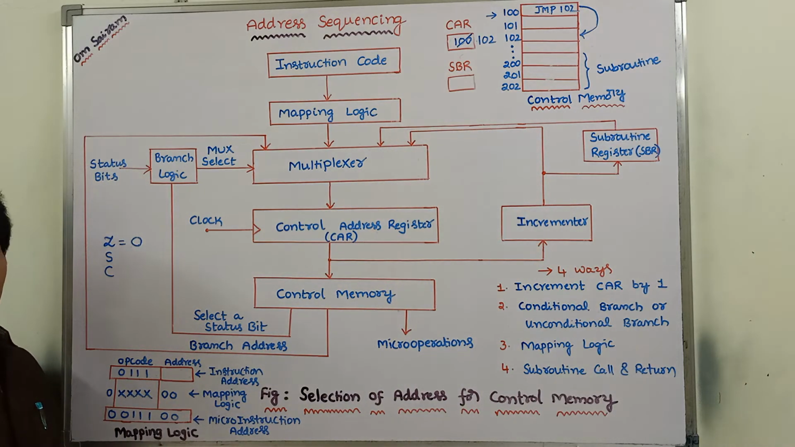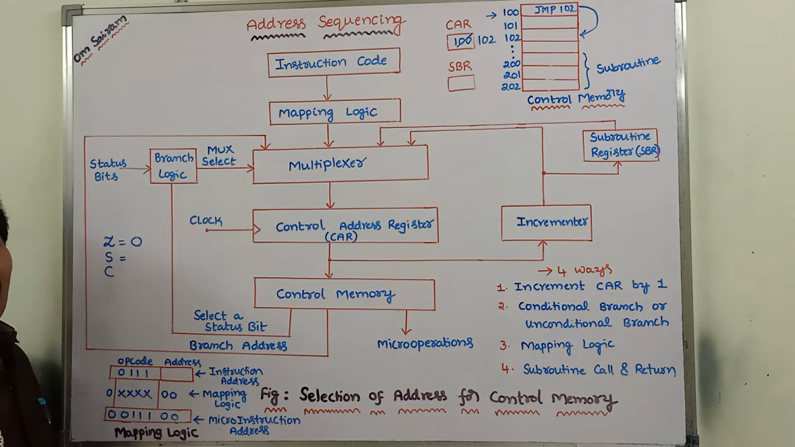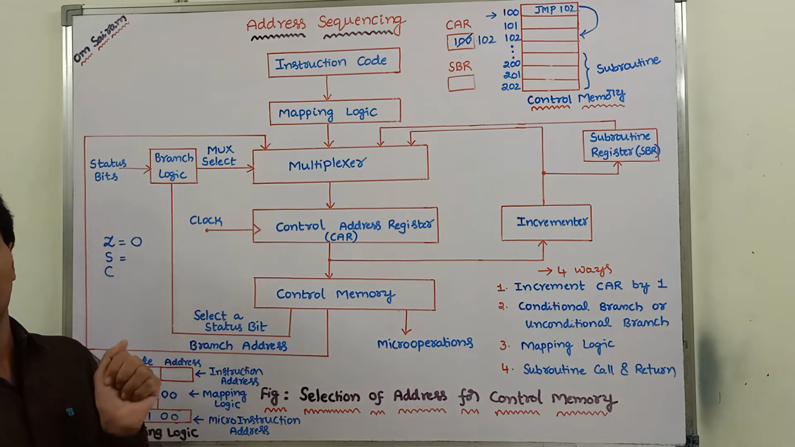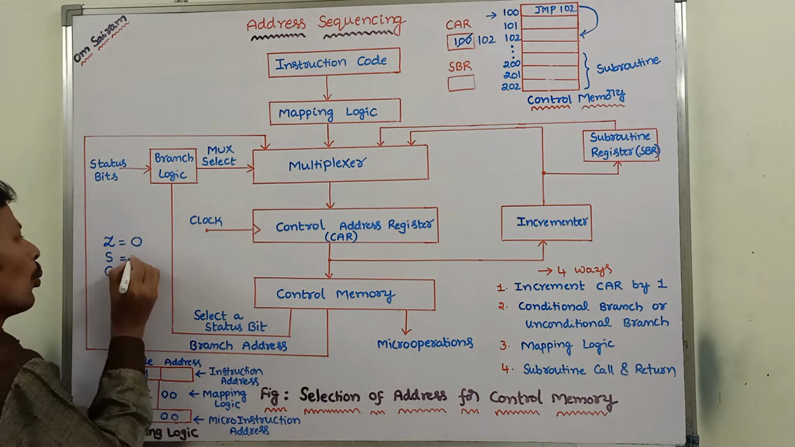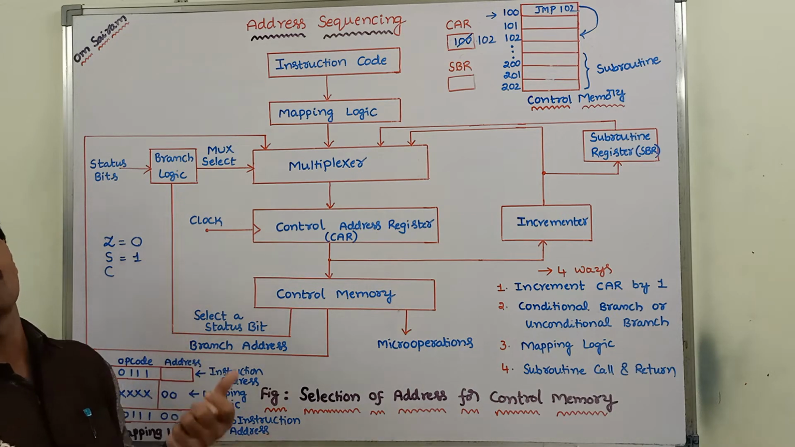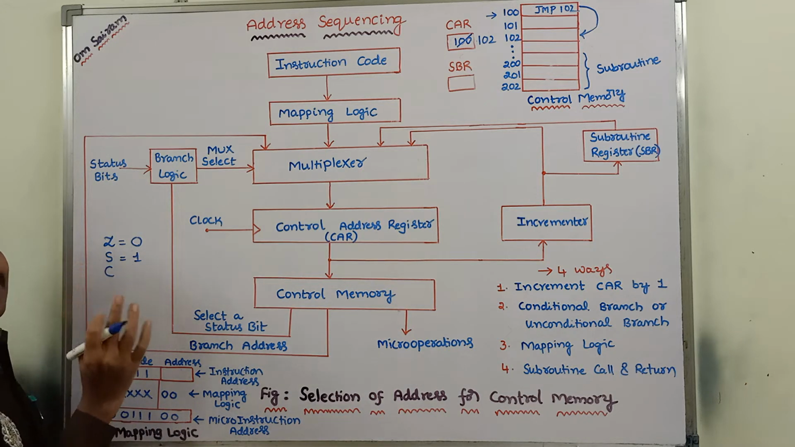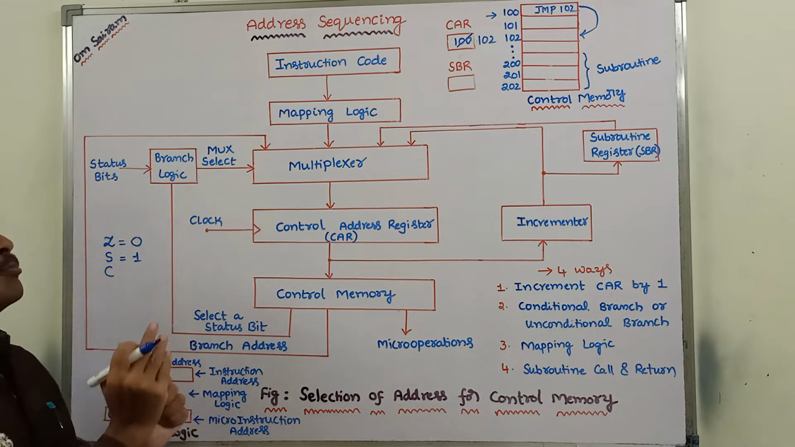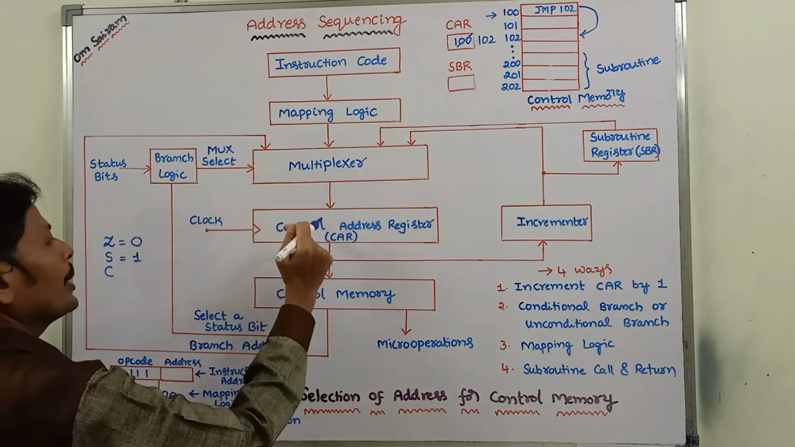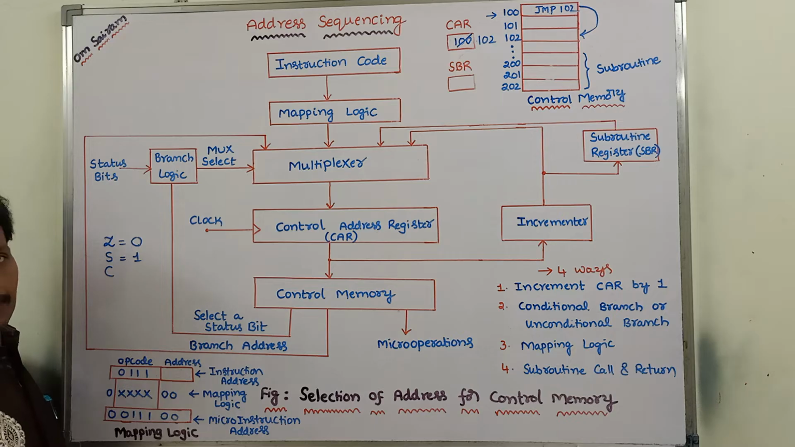Next, in the case of the sign flag, if the most significant bit value is 1, then it is set as 1. Otherwise, it is set as 0. Whenever the sign bit value is set as 1, the corresponding branch address is loaded into the control address register by using the multiplexer.